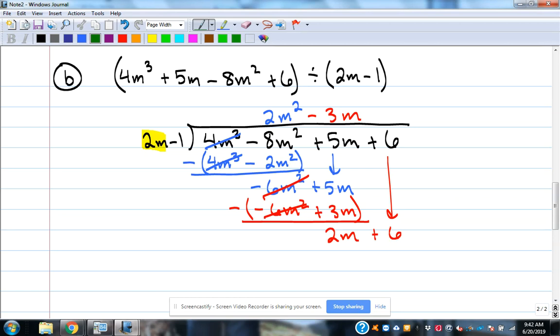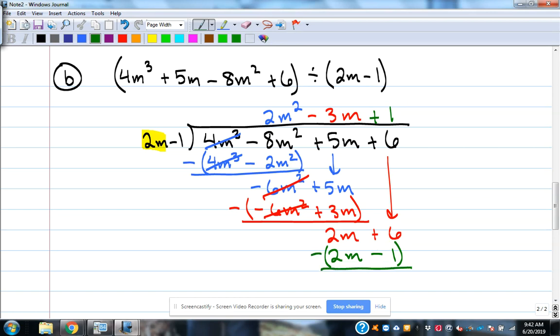All right. Now, the next thing would be look at the front again, the 2m. What times it gets me 2m? Yeah, positive 1. Just regular old 1 goes up there. So plus 1. We distribute. Plus 1 times 2m, that's 2m. Plus 1 times negative 1, that's a negative 1. So we get that same piece back. And then we're parentheses, subtract.